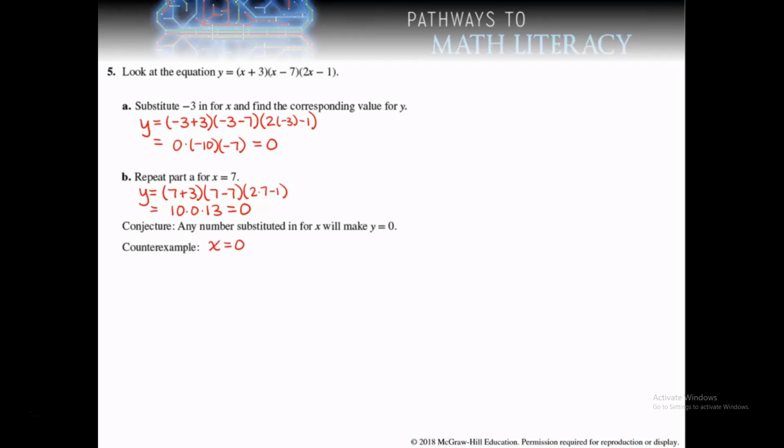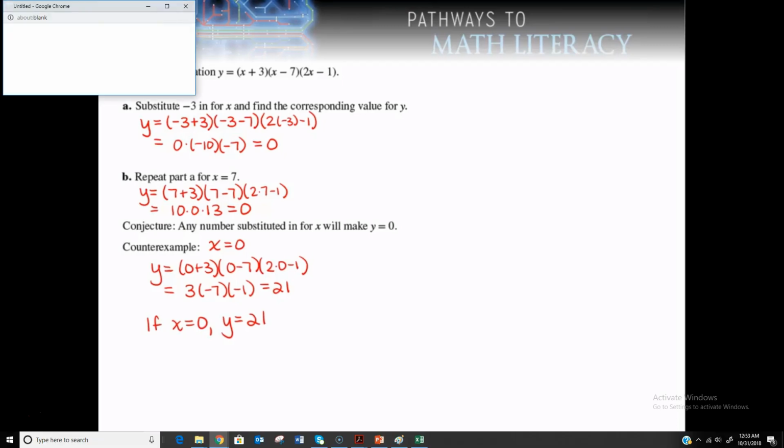Let's try that. So y equals 0 plus 3 times 0 minus 7 times 2 times 0 minus 1. That gives us 3 times negative 7 times negative 1. And that does not come out to 0, that comes out to 21. And so that is a counterexample to the conjecture that y will always be 0.